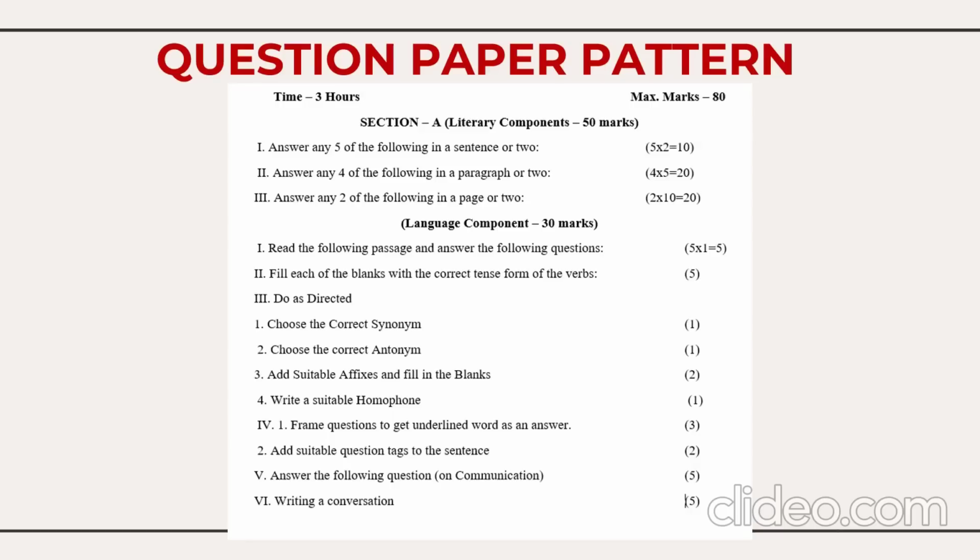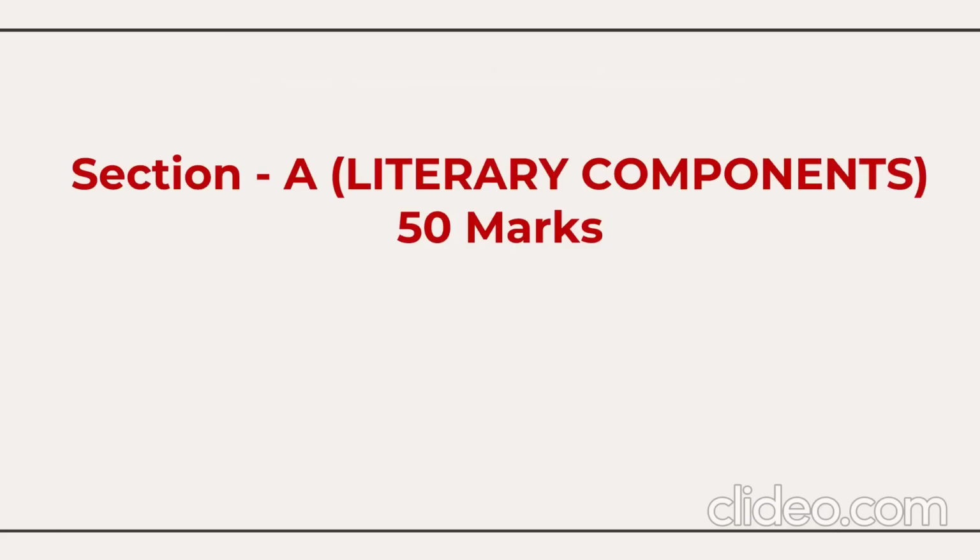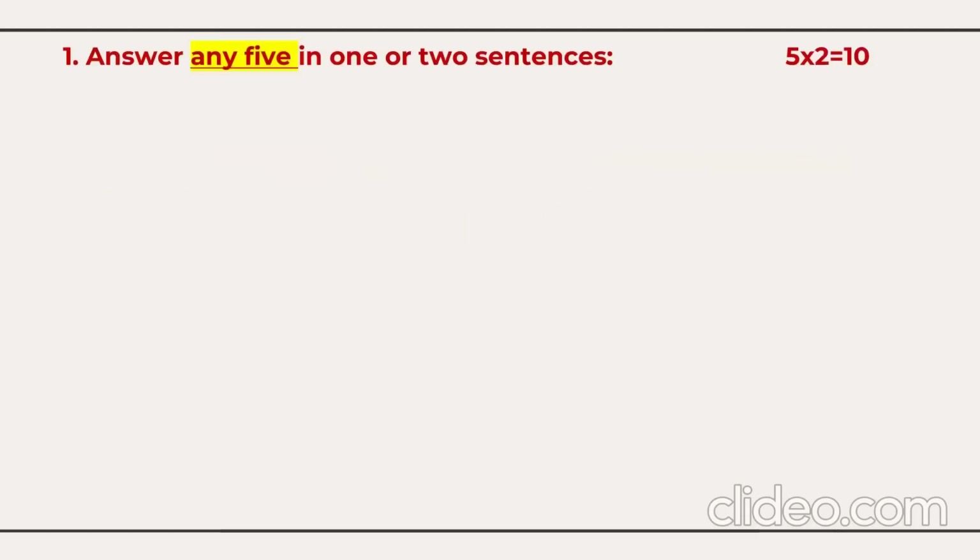So this is the blueprint of your question paper, and based on this we have a model question paper from the textbook. So I am going to solve the model question paper which is given in your General English textbook prescribed by the BCU, Bengaluru City University. So let's begin. Section A consists of literary components, your 7 lessons' questions, 50 marks weightage. Under this, you have Part 1, 2 marks questions.